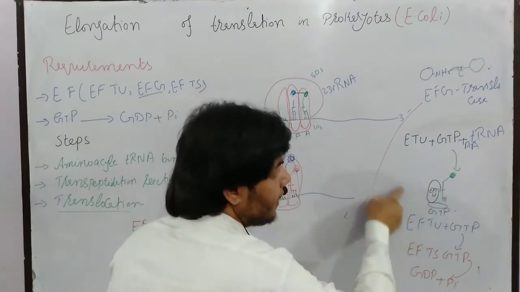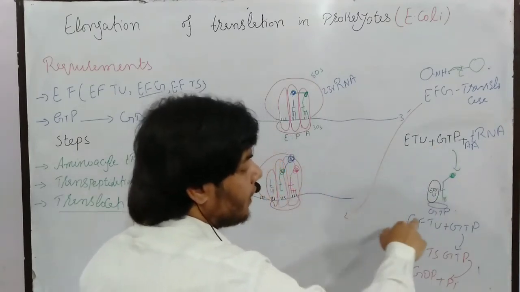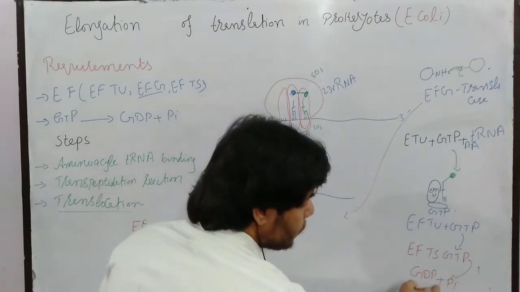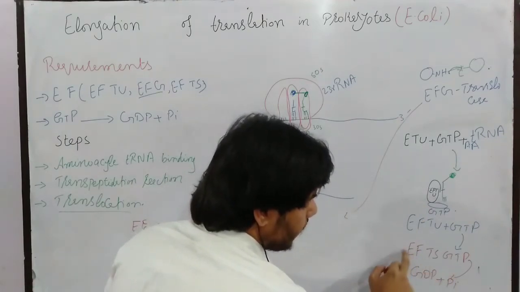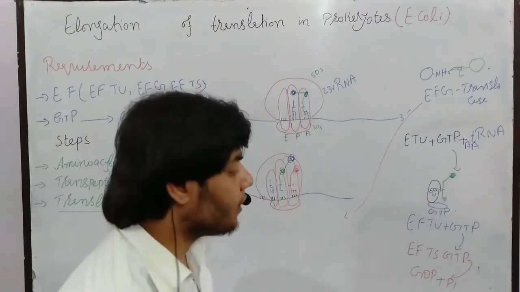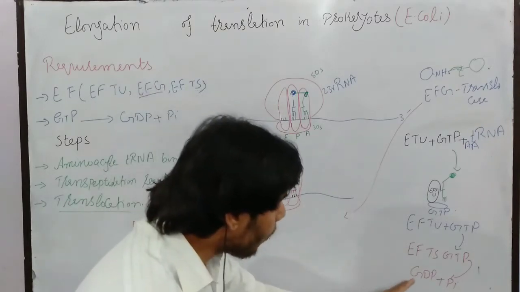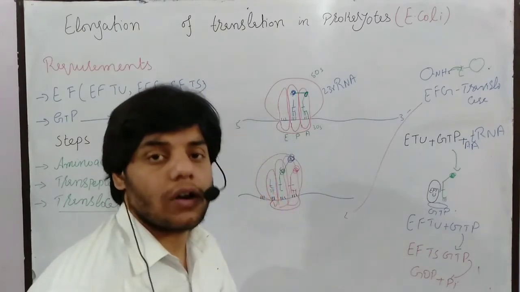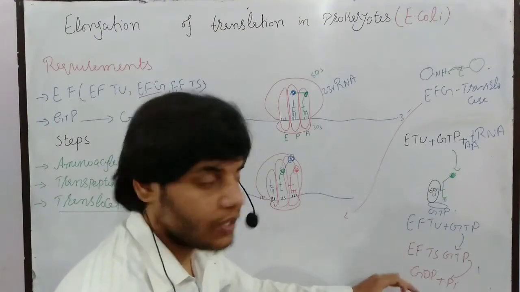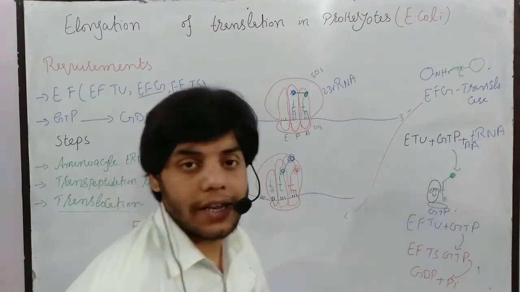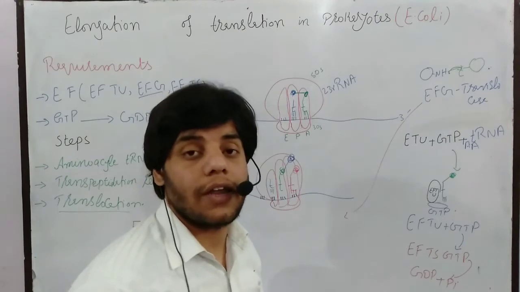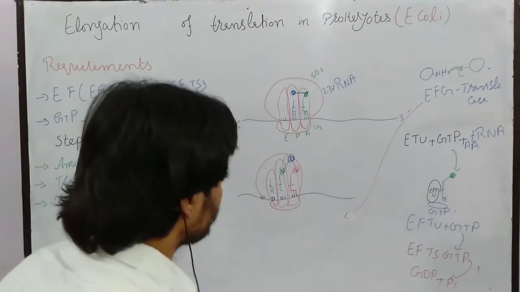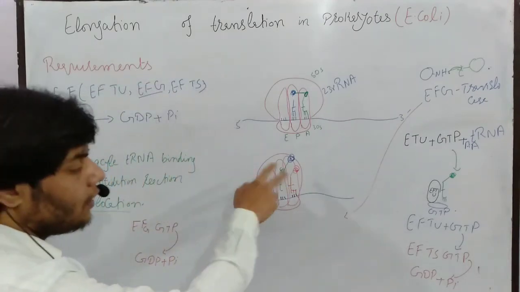This GTP, as we talked about, is then converted into GDP plus inorganic phosphate with the help of elongation factor TS. Now this energy is released, and it is used for the next transfer RNA activation. After that, this is the first step.